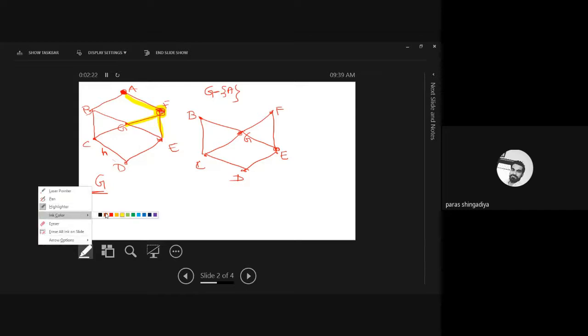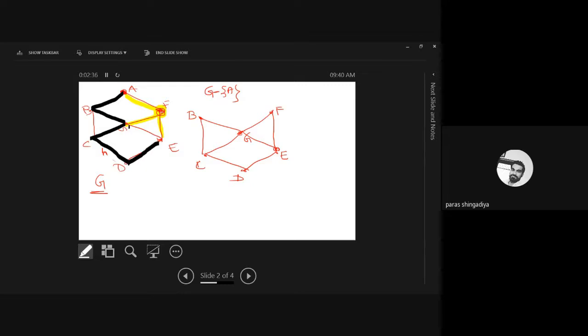And what is your answer? This is your graph, that you have to consider as the second answer. This black line is our G minus F set. Is it clear? Is it clear to all? The answer?